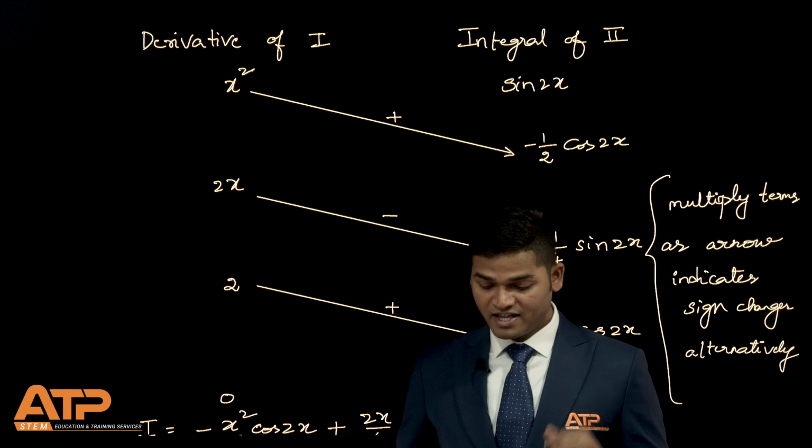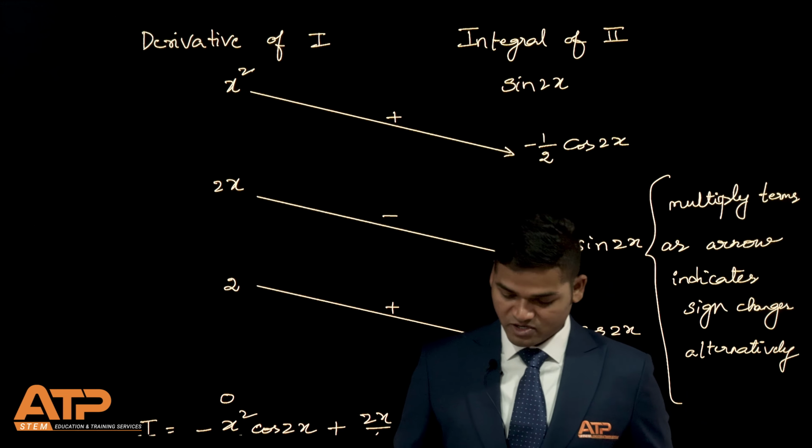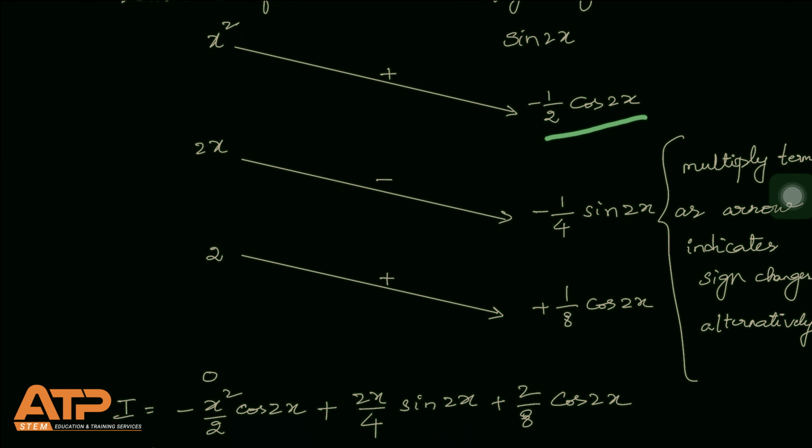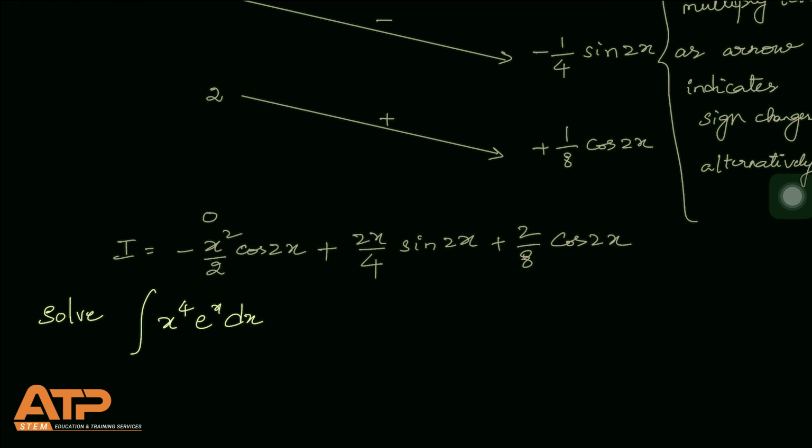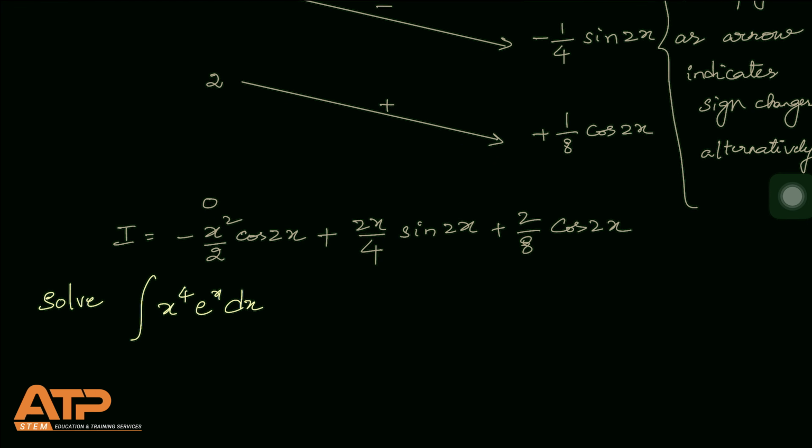So we get the result x square into minus 1 by 2 cos 2x, and 2x into minus 1 by 4 sine 2x, and 2 into plus 1 by 8 into cos 2x. So we get minus x square by 2 into cos 2x plus 2x by 4 into sine 2x plus 2 by 8 into cos 2x.